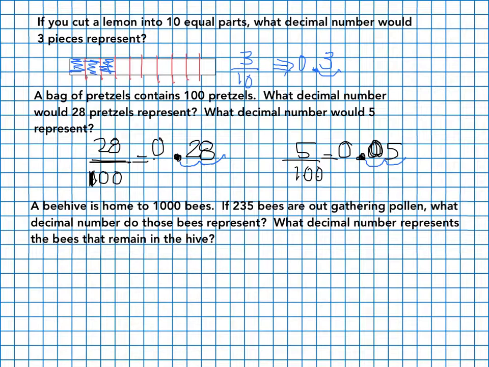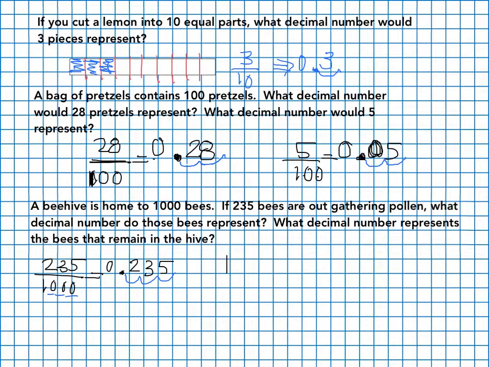All right, ladies and gentlemen, for the first part, we have 235 out of 1,000. So what we do is we start by writing 235. And how many zeros do we have? We have 1, 2, 3. So we need to make sure we have 1, 2, 3. Our decimal point is going to go right here, and we want to put a 0. So 235 thousandths is 0.235.